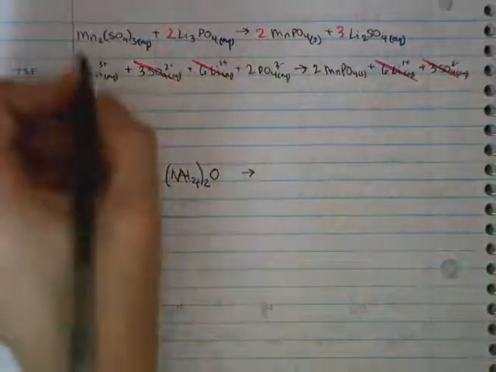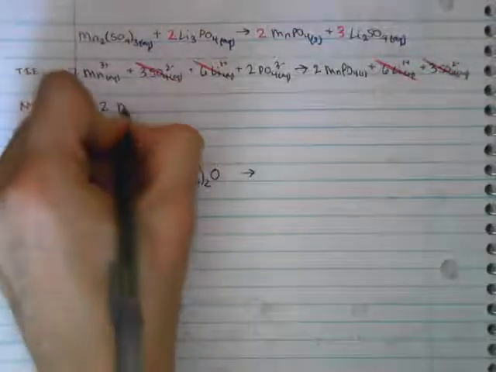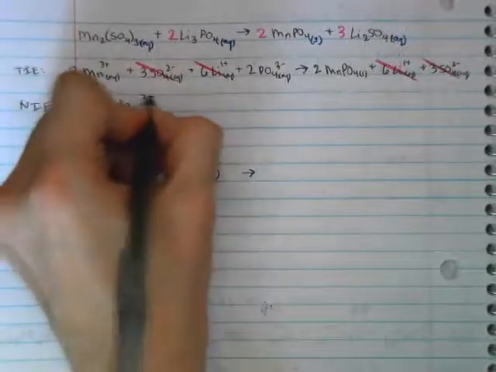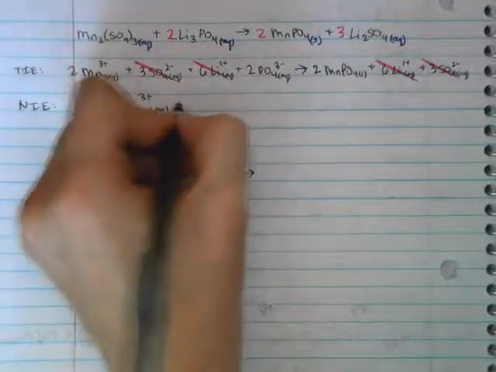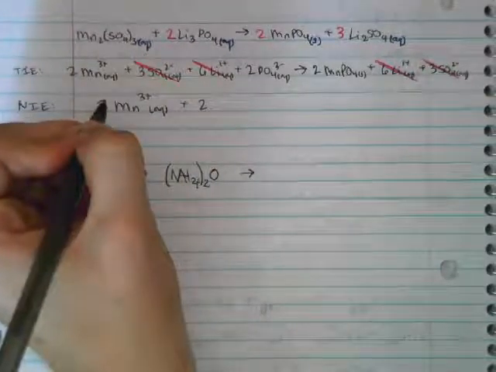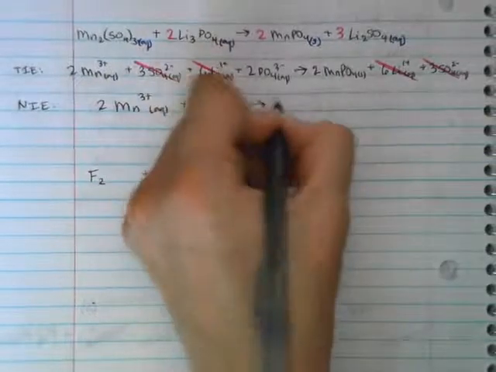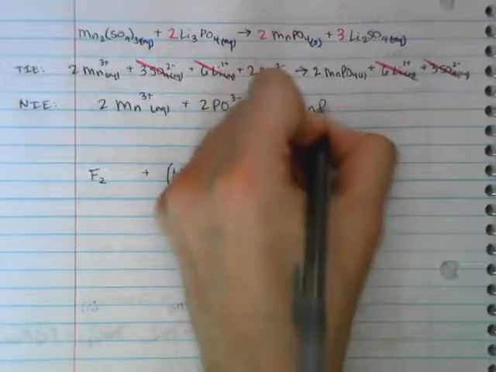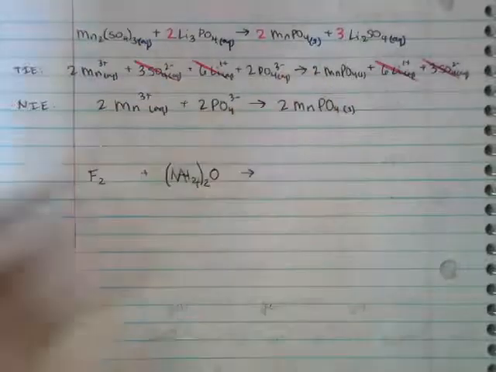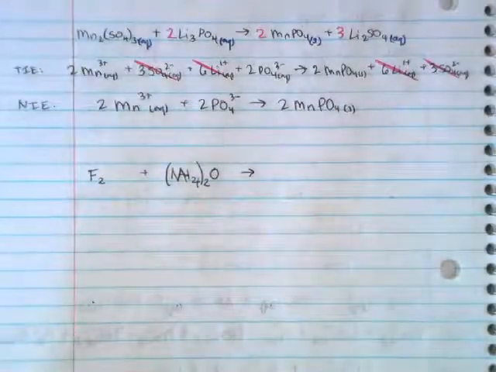There you go. So whatever's left over is our net ionic equation. The ions that are aqueous to start, that form ultimately a solid product.